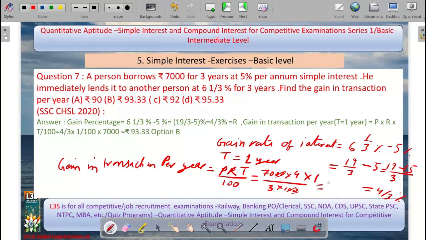So 70 into 4, 280/3. If we simplify it, 3 into 9, 27, then 3 into 3 is 9, then 33, 93.33 rupees. It will be the gain per year, rupees 93.33. So option B, rupees 93.33 is the correct answer here.